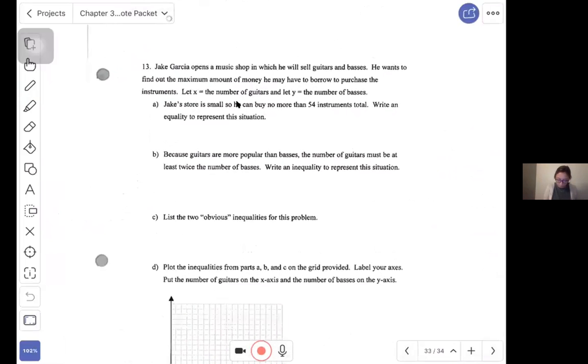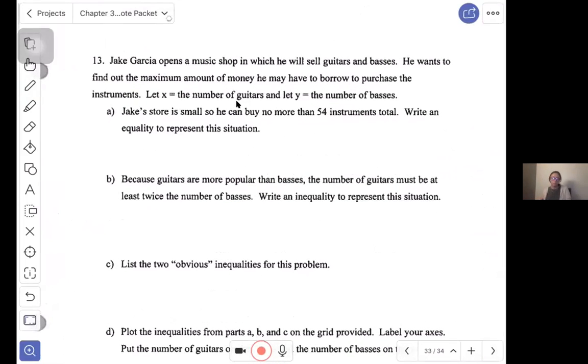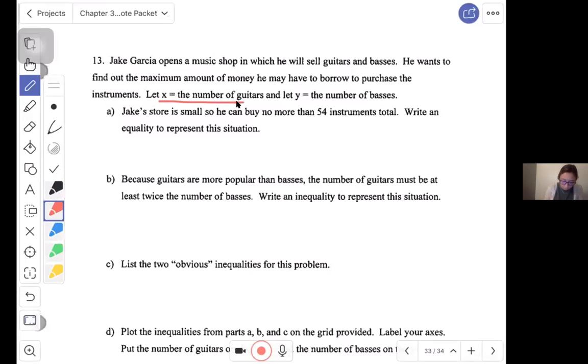So it says, Jake Garcia opens a music shop in which he will sell guitars and basses. He wants to find out the maximum amount of money he may have to borrow to purchase the instruments. Let X be the number of guitars and Y be the number of basses. So we know what each variable represents here. Part A says Jake's store is small, so he can buy no more than 54 instruments.